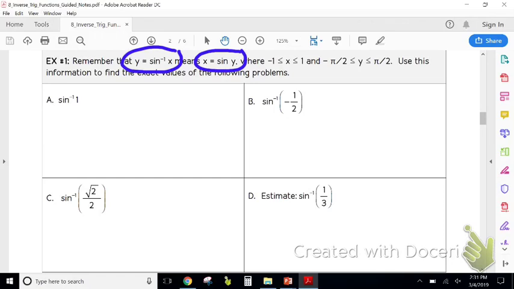We're going to switch them because that's the way we're used to seeing it. All right, where our x is going to be between -1 and 1, and our y's are between -pi over 2 and positive pi over 2. Use this information to find the exact values of the following problems.